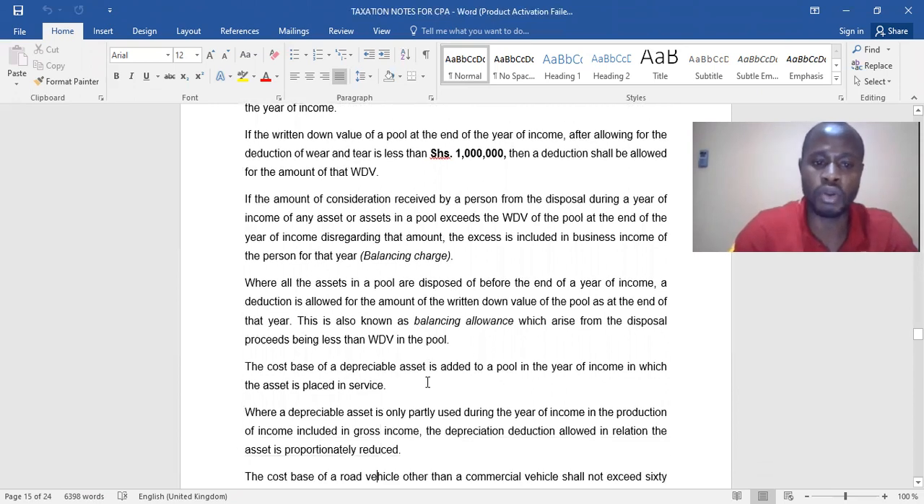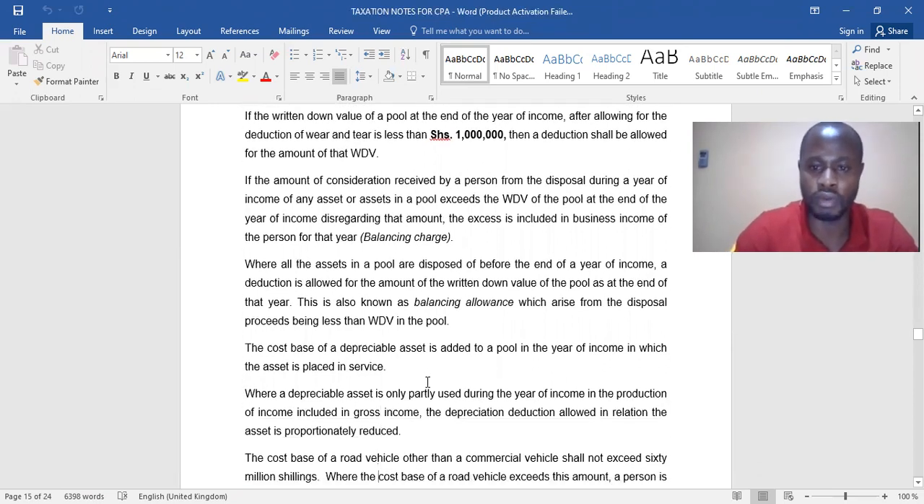Then you will have a scenario where all assets in a pool are disposed of before the end of the year. In that case, a deduction would be allowed for the written down value of the pool as at the end of the year, if the written down value at the end of the year exceeds the disposal proceeds. In other words, what we are saying here is that any remaining balance of written down value in a pool where all assets have been disposed of should be taken as a balancing allowance, and therefore it will be an allowable deduction.